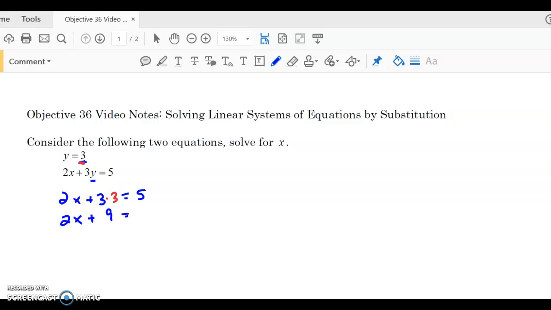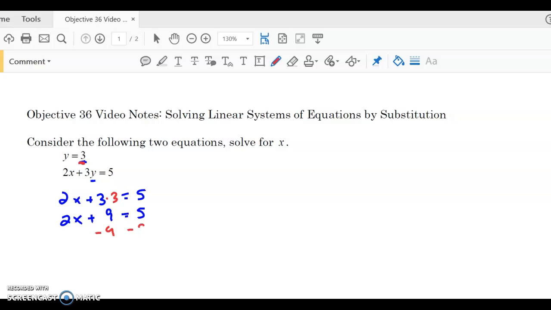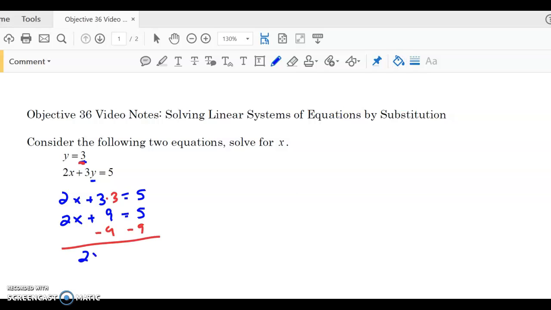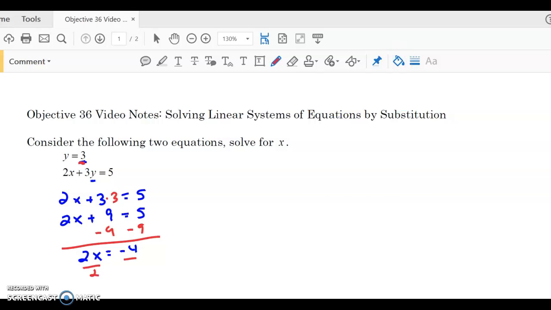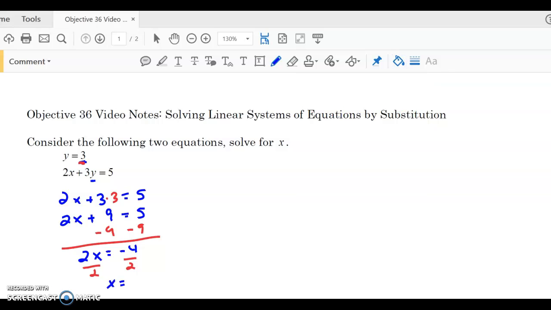2x plus 9 equals 5. We subtract 9 from both sides. We get 2x equals negative 4. Then we divide by 2, and lo and behold, we get x equals negative 2. So in this problem, x equals negative 2.